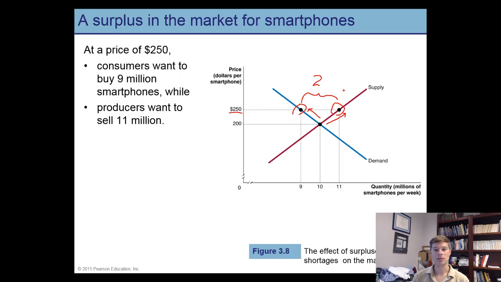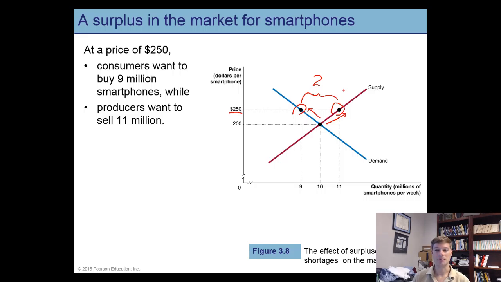This is not a market equilibrium because of the surplus; we don't expect that price of $250 per smartphone to remain. In particular, we expect downward pressure on the market price. When producers realize that they have supplied more smartphones than consumers demand, some of the producers may begin to offer their smartphones for sale at lower prices, at prices such as $240 per smartphone or $230 per smartphone. Producers would begin to lower the price so that they could be the ones to sell their smartphone.